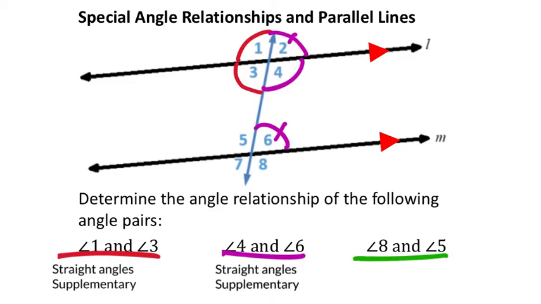Nice. How about angles 8 and 5? Angle 8 and angle 5 here, well, they are through the vertex. And if they are opposite through the vertex, that makes them vertical angles. Now, if you said angles 4 and 6 were interior, I would accept that because they are, but they are not alternate interior angles.